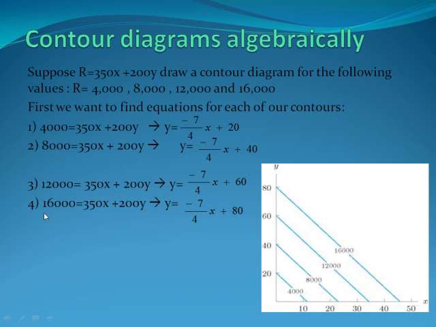So for example, let's look at the fourth equation. We have 16,000 equals 350x plus 200y. Solving for y gives us y equals negative 7/4 x plus 80. So when x equals 0, y equals 80. We have a slope of negative 7/4, and eventually it's going to cross the x-axis between 40 and 50. So we take that particular line and label it with our value of r, what we've set it equal to. And we graph these all on the same axis to represent this contour diagram.